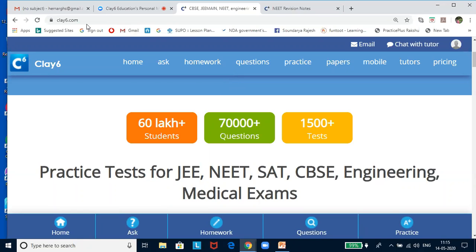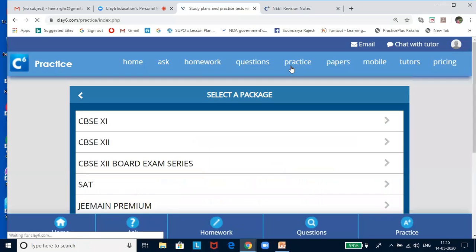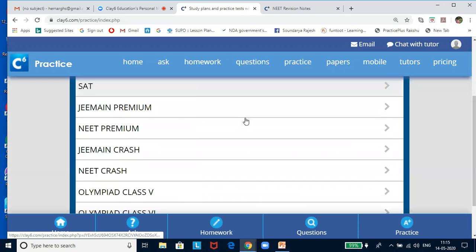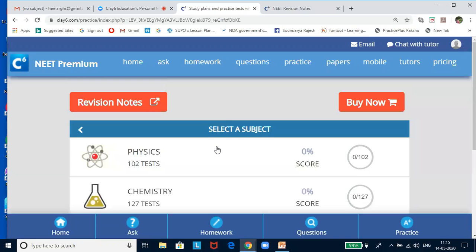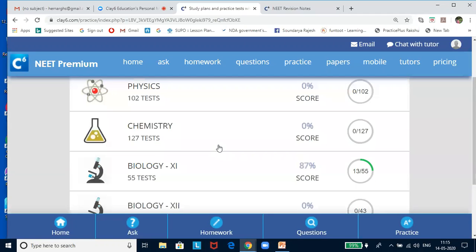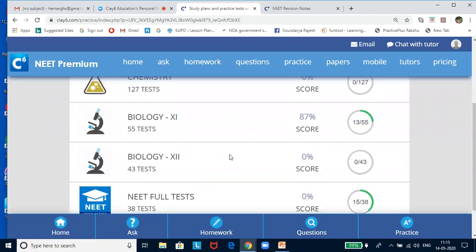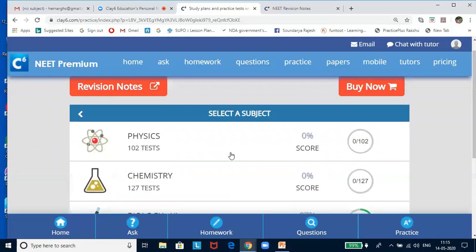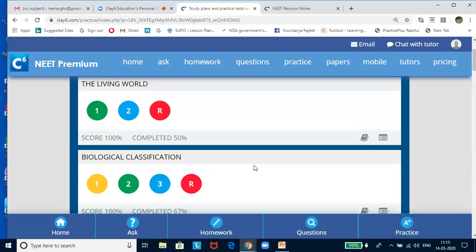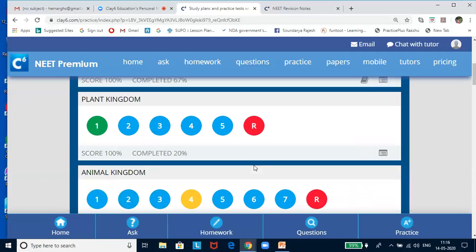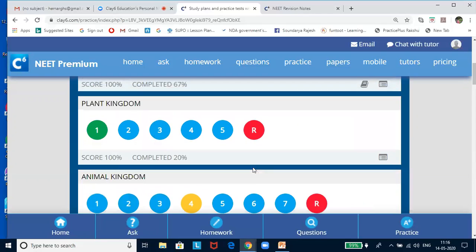So go to clay6.com, click on practice. There you will find many packages. Select a package. Today I am selecting NEET Premium since we are doing NEET classes. Now here you will find tests for physics, chemistry, biology and NEET full test. And if you click on biology 11th, you will see chapter wise tests. All the tests are done depending upon its importance in NEET exams and also the complexity.